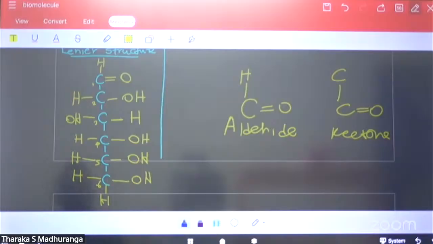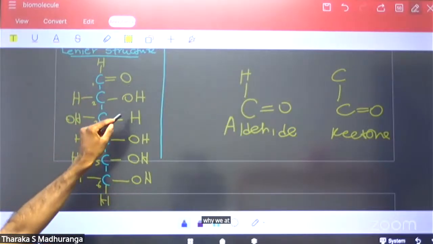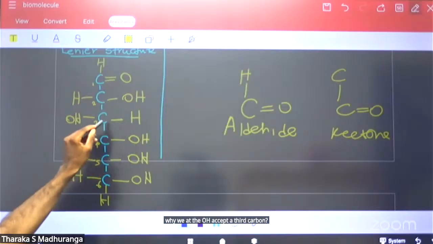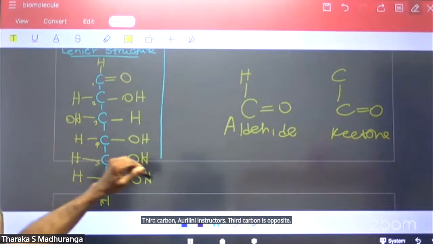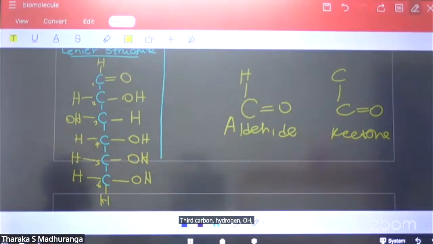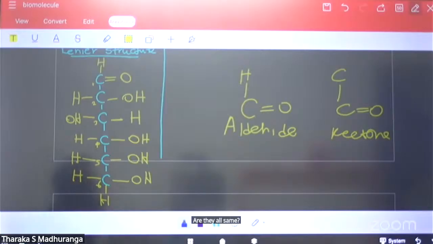Why do we add 6 carbons? Why do we add the aldehyde group? Why do we add OH except on the third carbon? In every linear structure, the third carbon is opposite. On the third carbon, hydrogen and OH are opposite. That's why we change this. Everything else is the same. Clear?